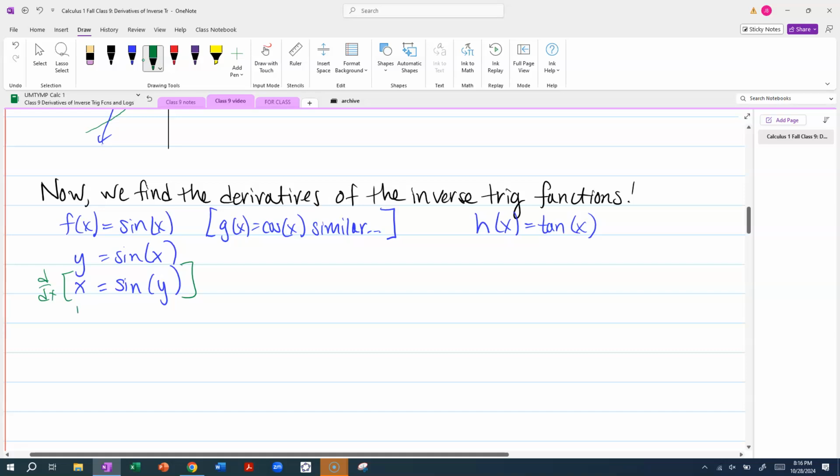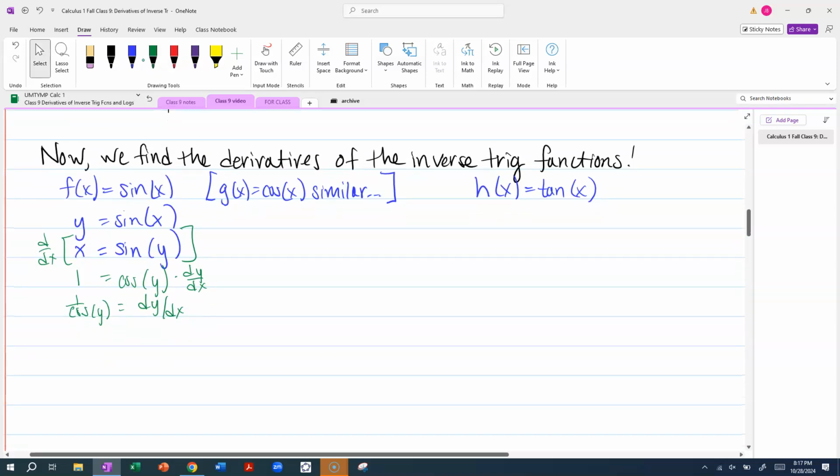Okay, well, what do I get when I do that? I differentiate the left side, I get 1, and now the right side is where implicit differentiation comes into play. Derivative of sine is cosine, cosine of y, and then chain rule says I have to also multiply by dy dx. Okay, well, that's fine. Isolate dy dx by moving cosine over. So 1 over cosine of y is equal to dy dx. Okay, I'm done, right? Well, not really, because I need to express this in terms of x. So how do I do that?